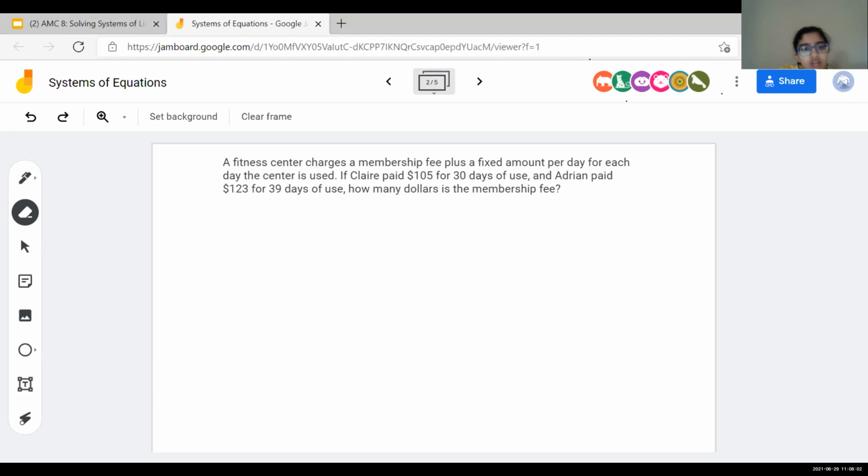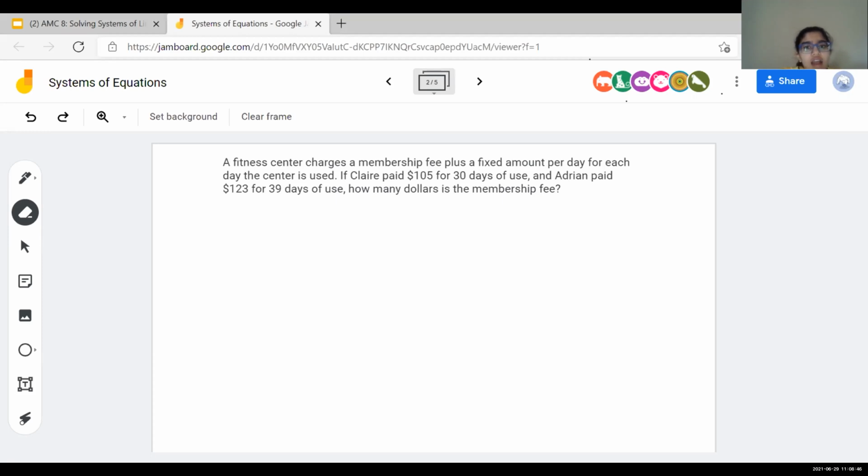And $123 is equal to 39D plus M, right? My handwriting is kind of bad. What we can do is use elimination, which is another technique, where we subtract the first equation from the second one. However, because we have not learned that, we will just do substitution.